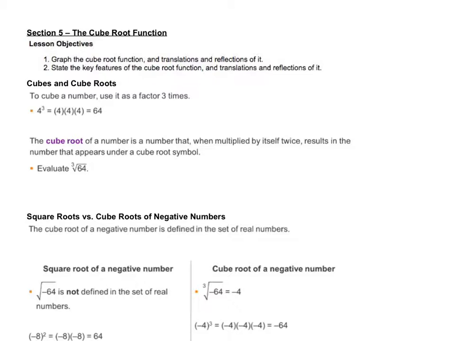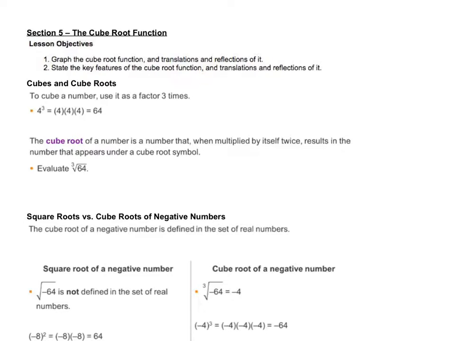This is section 5, and this is a section over the cube root function. Last one we talked about the square root. In this section we'll talk about the cube root. We're going to graph the cube root function and translations and reflections of it. We're going to state the key features of the cube root function and the translations and reflections of it.